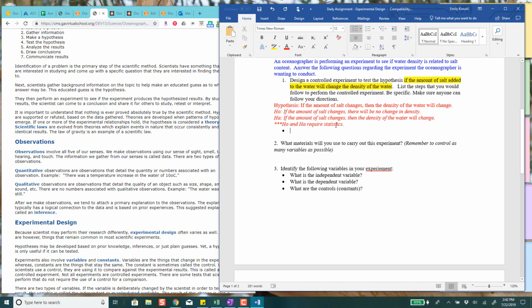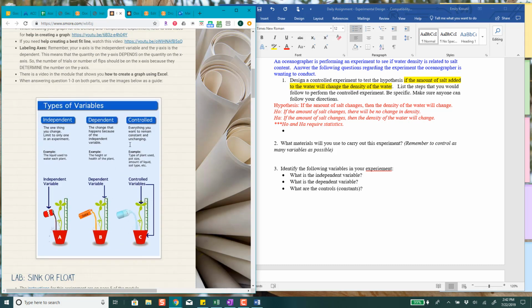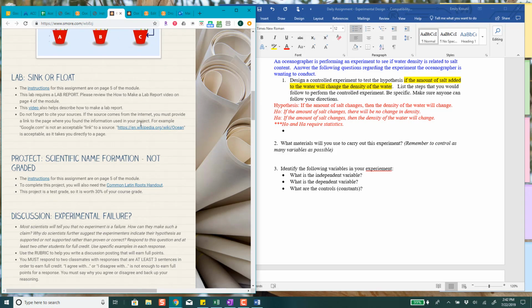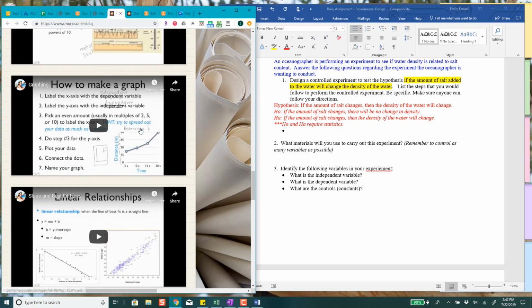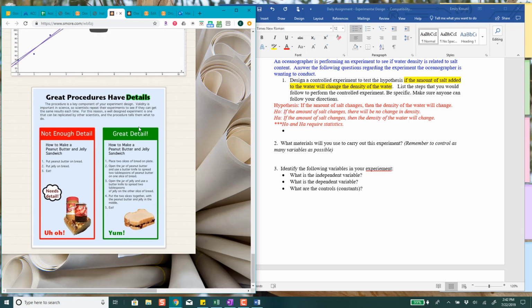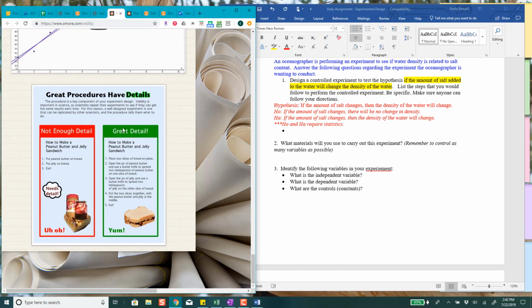So we're going to list the steps we want to perform the experiment, and if you look here, here's the definitions for your variables as well. But if you scroll down a little bit, there's some other information for you guys, and it shows procedures have details. Okay, so great procedures are detailed. They're detailed enough that someone else can perform that experiment. Okay, so if you want to make an experiment, you want yours to have more detail like this than this. Okay, you want to make sure that it makes sense.